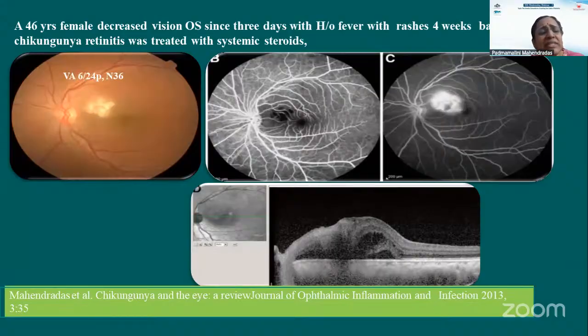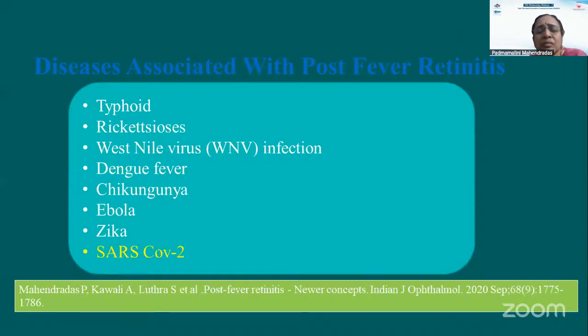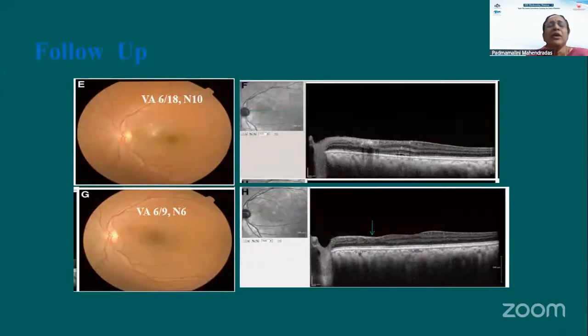Here is a patient, a 46-year-old female, who presented with decreased vision, history of fever with skin rashes 4 weeks back. On fundus examination, you could see the retinitis. Chikungunya IgM antibody was positive. Early hypo with late hyperfluorescence. OCT shows hyperreflectivity with aftershadowing with SRF. This is classically seen in any case of post-fever retinitis. This patient responded well to systemic steroid therapy, following which we could see the resolved retinitis with thinning of the nerve fiber layer of the retina.